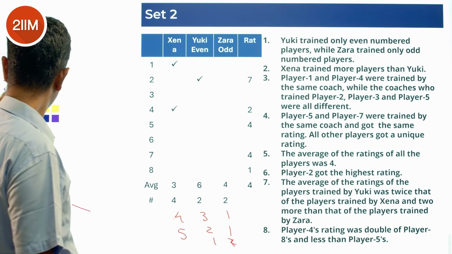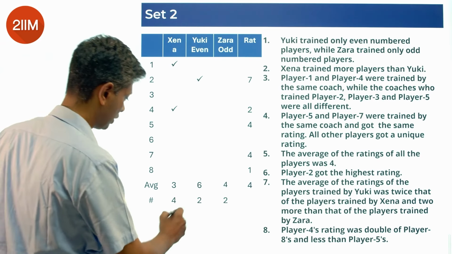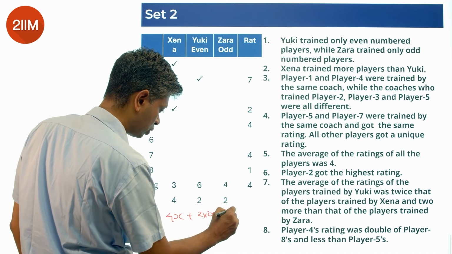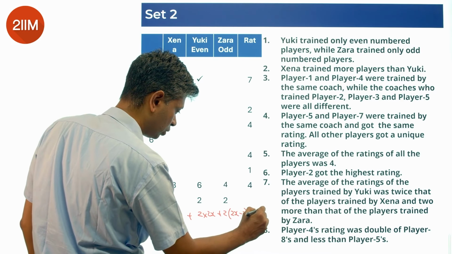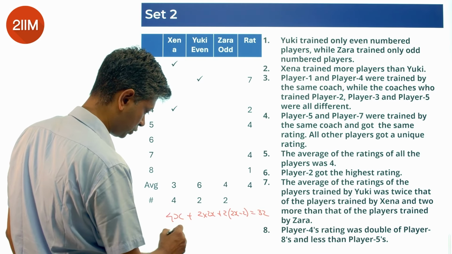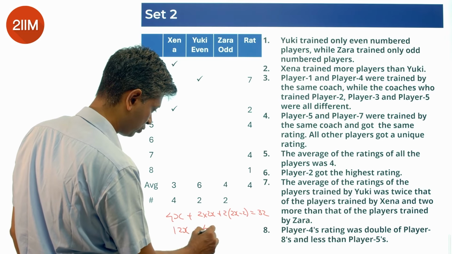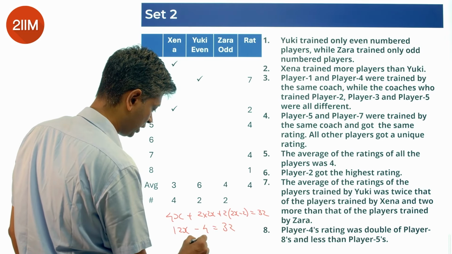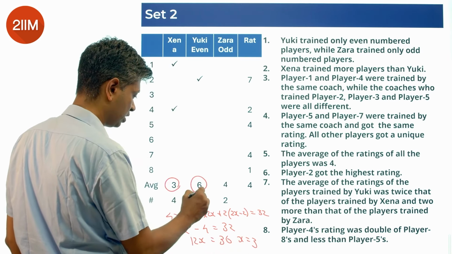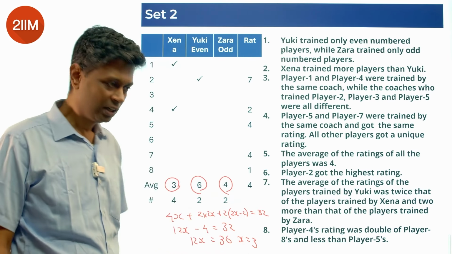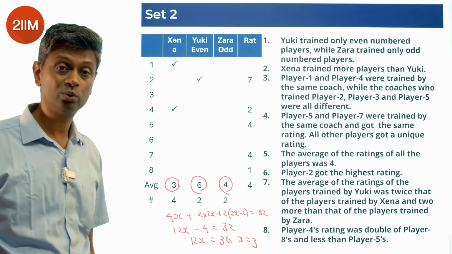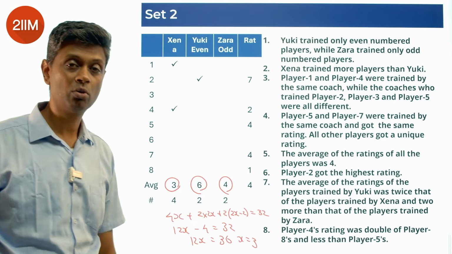And overall average, give me a second. Overall average is 4x plus 2 into 2x plus 2 into 2x minus 2 equal to 32. 4x plus 8x plus this is 12x minus 4 equals 32. 12x equals 36. X equal to 3. This average is 3. This is 6. This is 4. 3 and 6 average, weighting average for number of units being 4 and 2, that average will be 4. This is 4, overall average is 4.